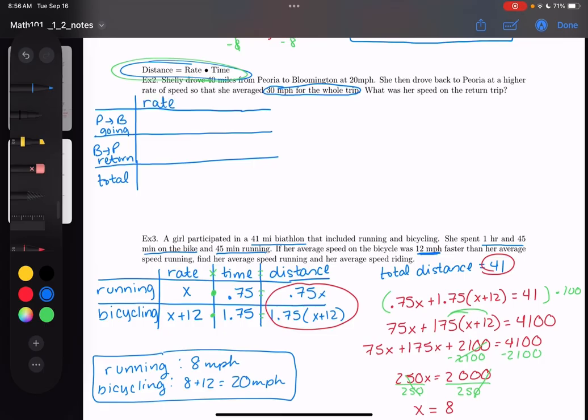So just like the last one, I have my rate, time, and distance. And I'm going to put in everything that I know. So she drove 40 miles on her going trip. And then she drove back. So we can assume that these are the same distance because she's just going to a place and then back to her starting point. So this is going to be the same distance.